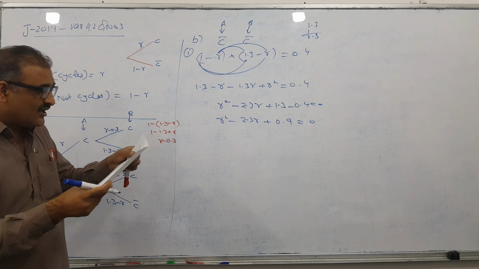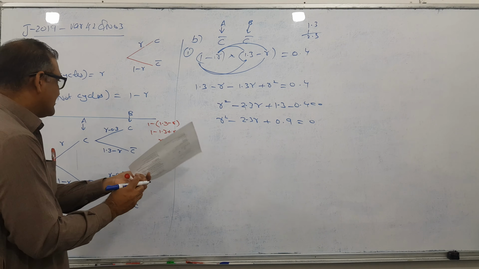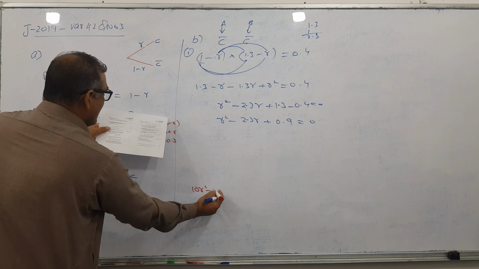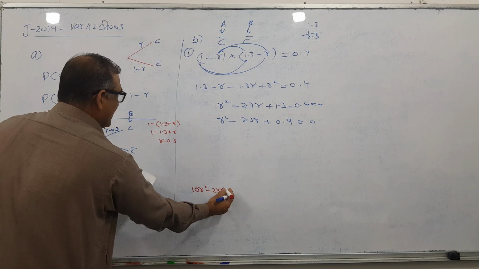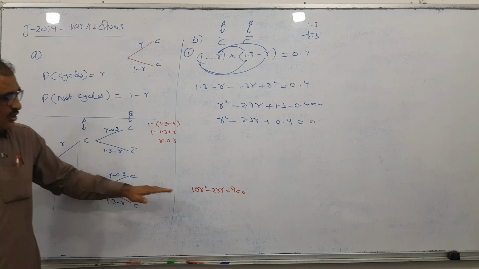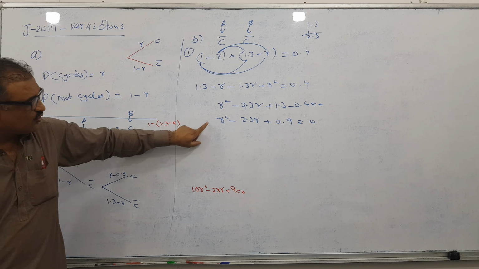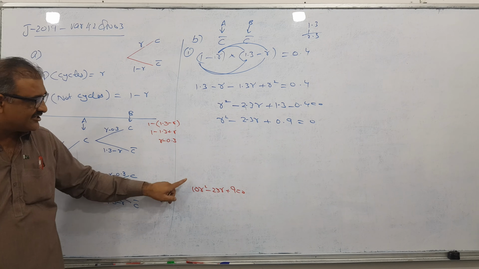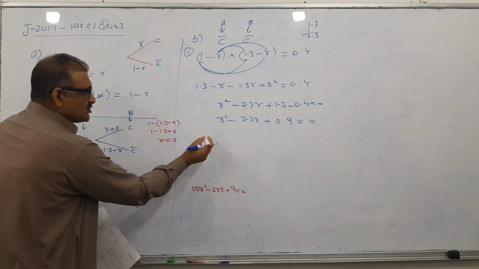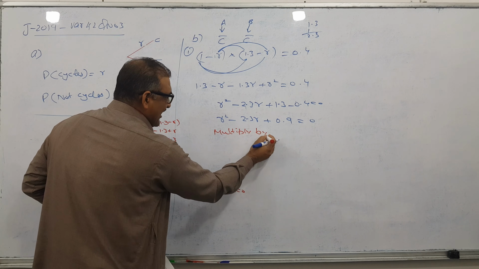Okay, but actually our task is not to produce this one. Look carefully, what is my demand? My demand is this one, 10r square minus 23r plus 9. So you can see what is different between your answer and his answer. You have only r square and you need 10r square. So what to do? Multiply throughout by 10.